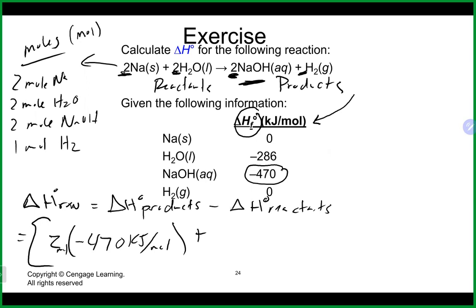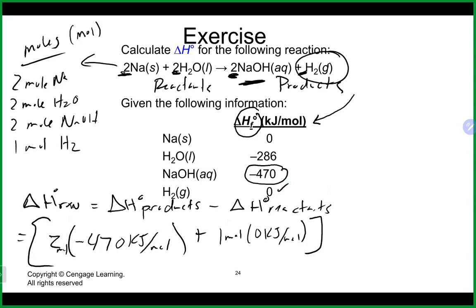I'm then going to add it to the value that I find in the table for my other product, which is the H2. In this case, the H2 is 0, which makes it pretty easy. That's going to be plus basically 1 mole times 0 kilojoules per mole. And that basically is all of the delta H values for our products. Any questions on that there?